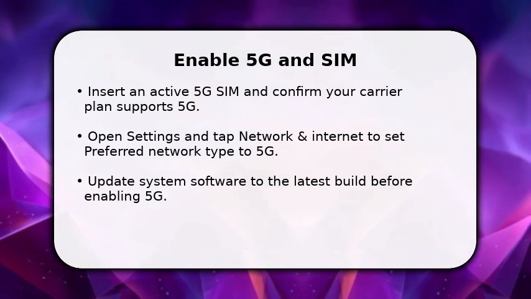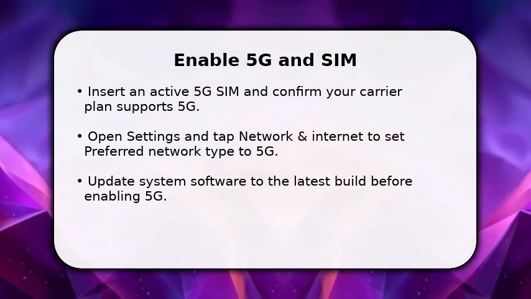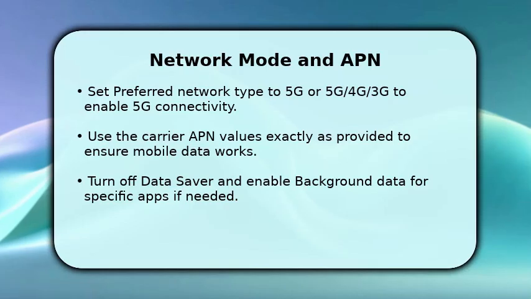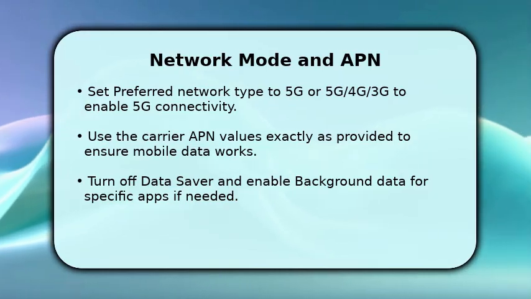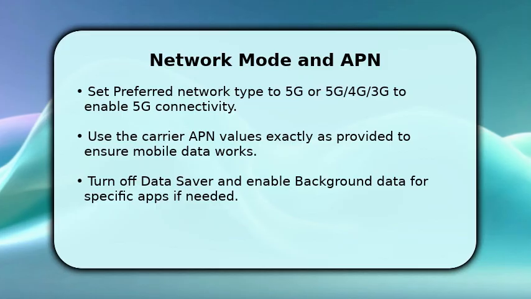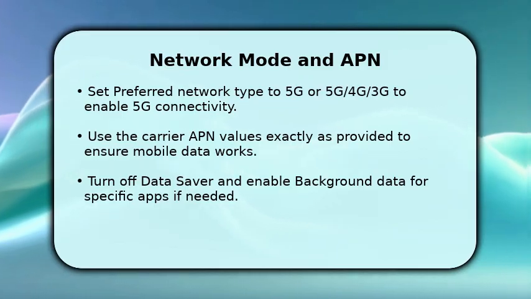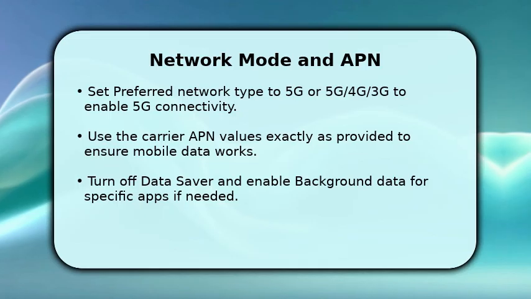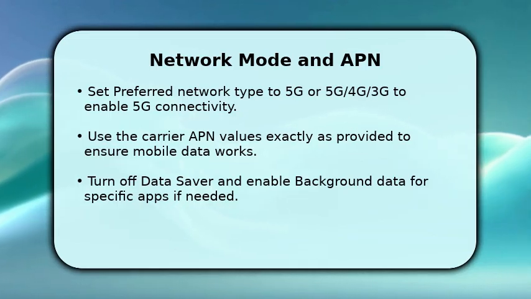In Network and Internet, choose preferred network type and set it to 5G or 5G/4G/3G. Return to Mobile Network and select access point names to view APN entries. Edit or create an APN using your carrier values exactly as provided.